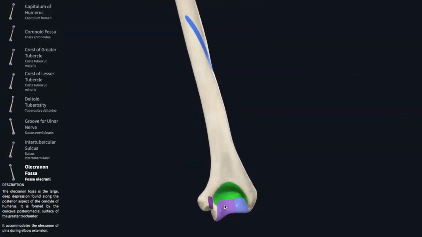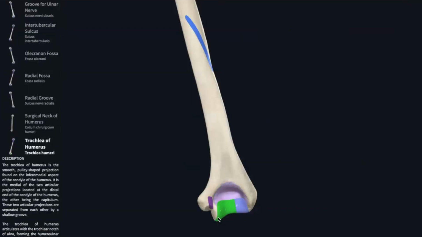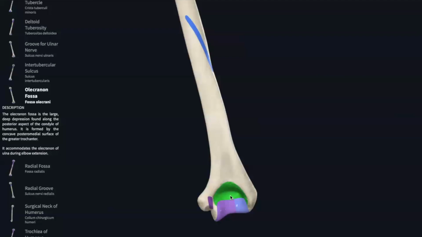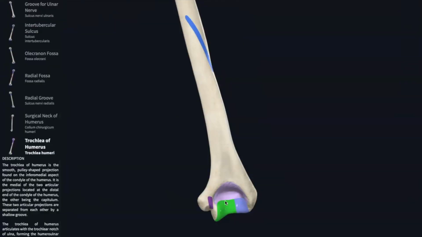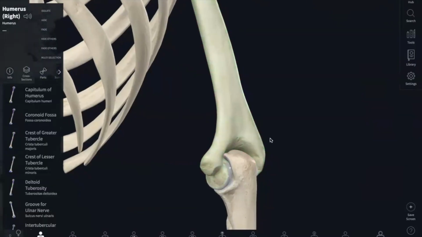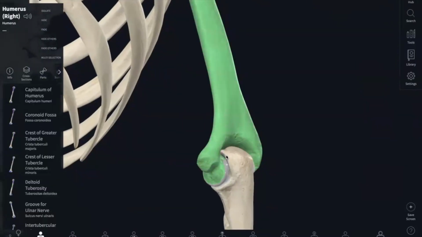Right underneath the olecranon fossa and medial to it is going to be your trochlea of the humerus. You're going to notice that the names on the lower portion of the humerus are going to match up with the bones of your forearm. Olecranon fossa is the fossa which contains the olecranon of the ulna. So this trochlea is going to articulate with the trochlear notch of the ulna. We can kind of see it right now. The ulna is articulating with the trochlea of the humerus.